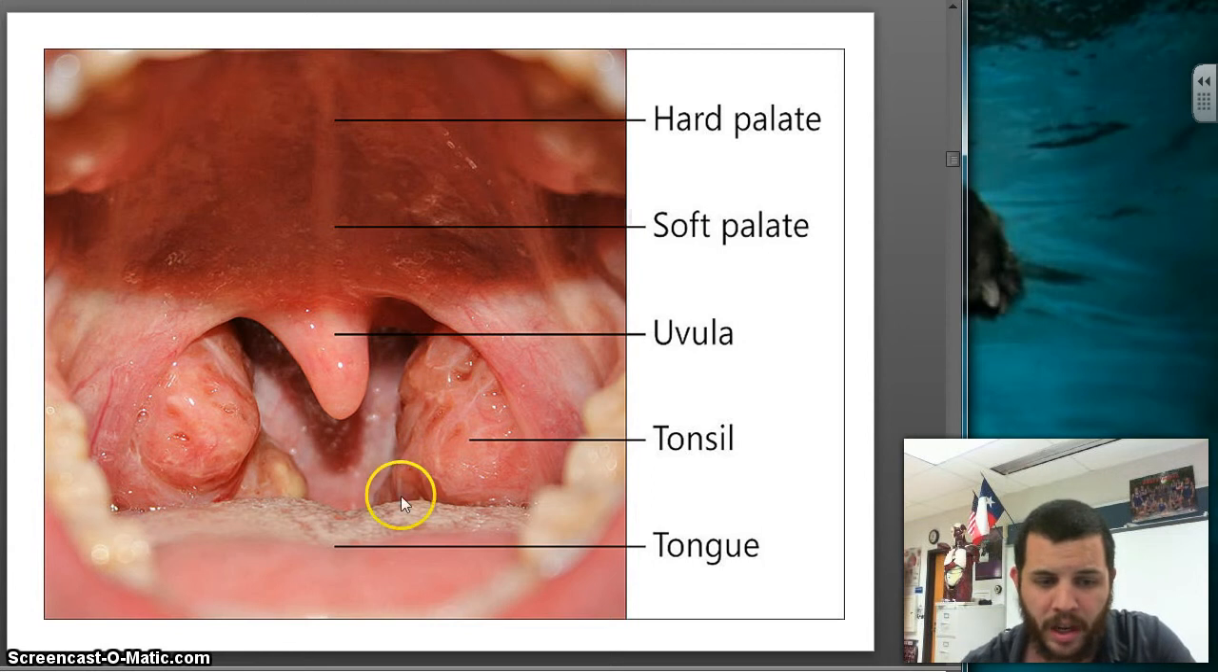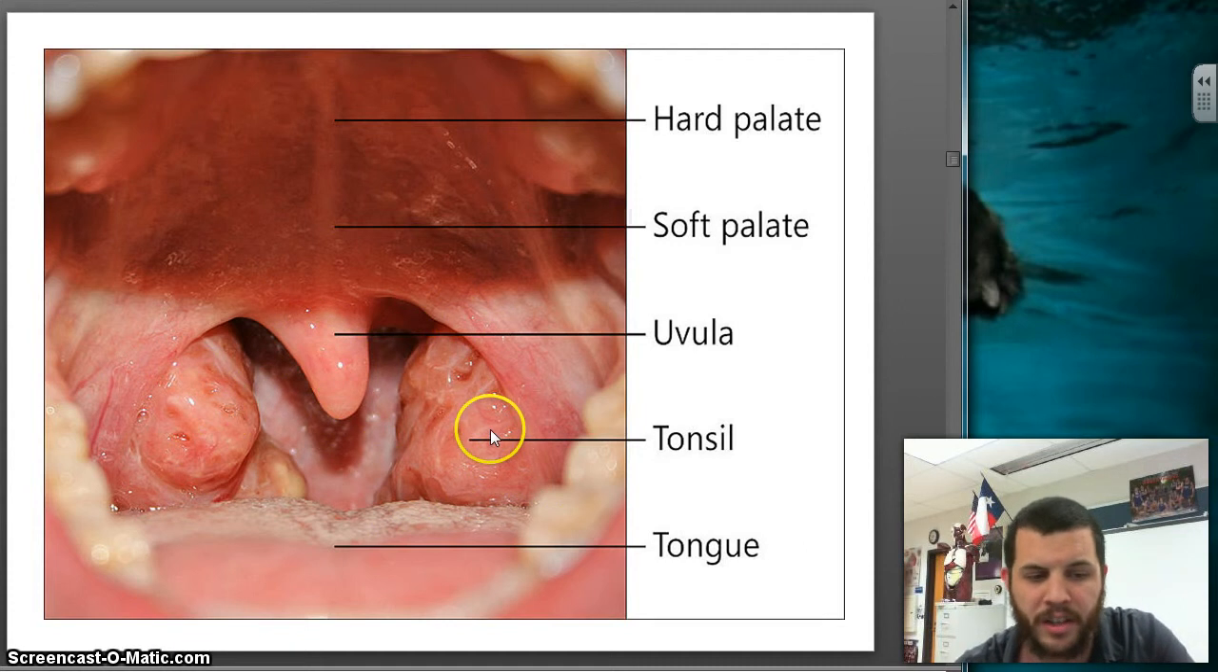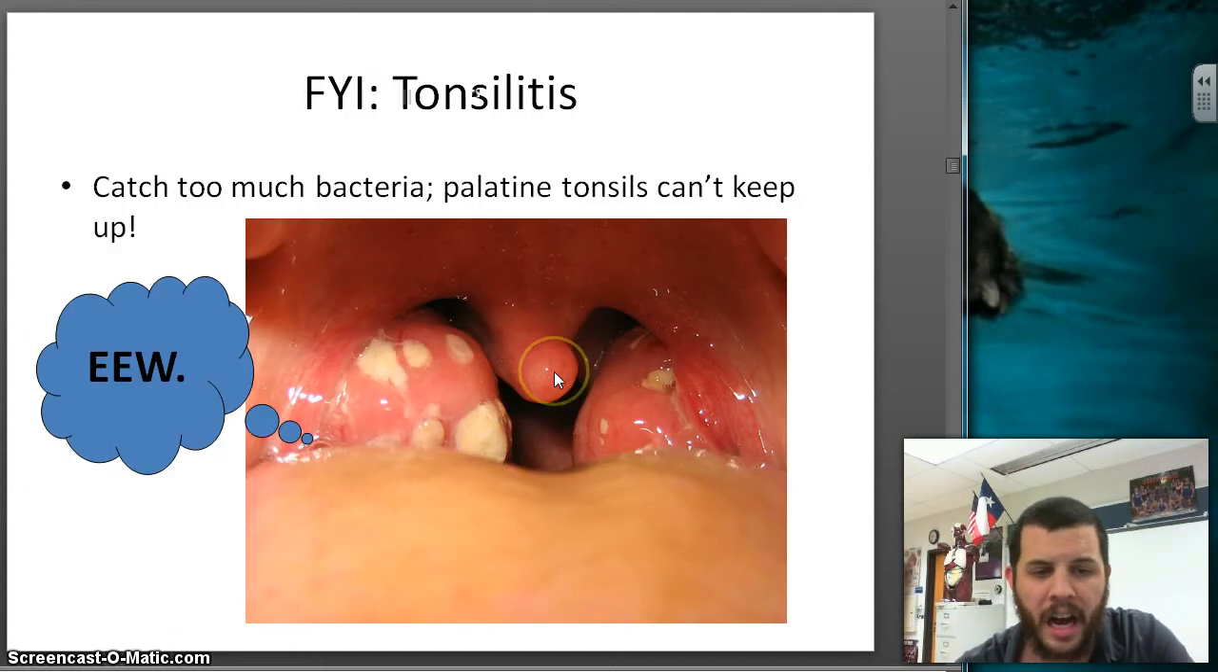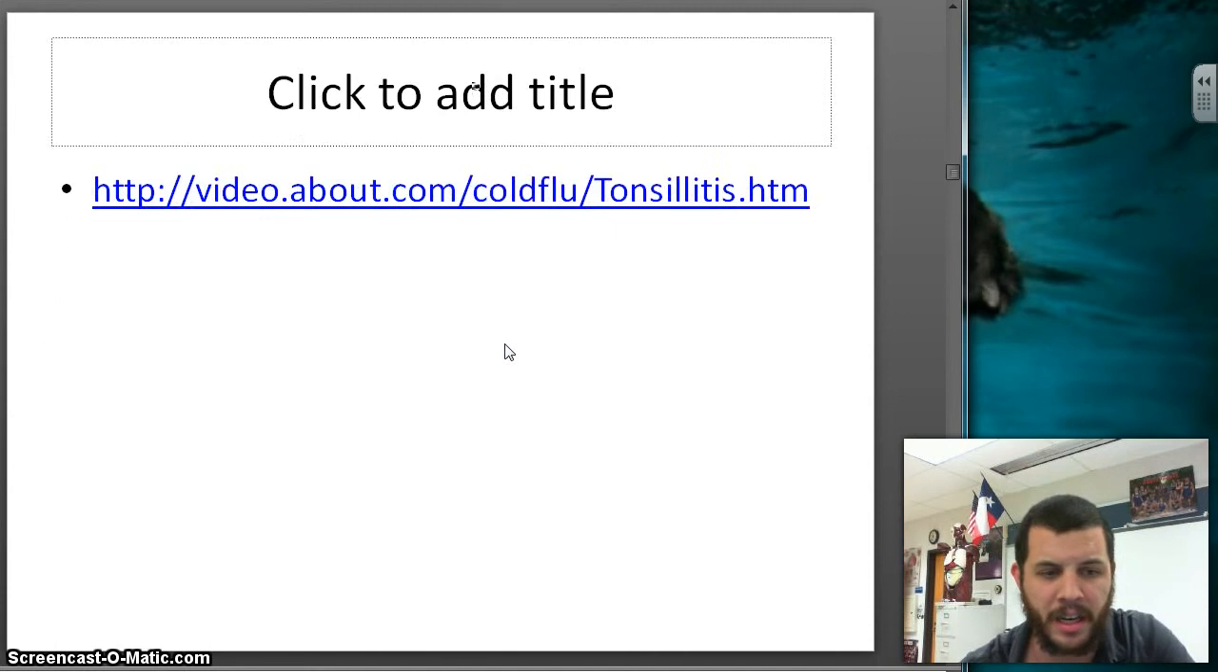So this would be your tonsil here. This little fancy hangy down thing is called the uvula. So you've got your uvula and you've got your tonsils on either side. Now, when the tonsils can't keep up, you're going to end up with bacterial growth on these. This is where you would get tonsillitis. It's really not a horrible ordeal. Just a couple of antibiotics, you'll be good.